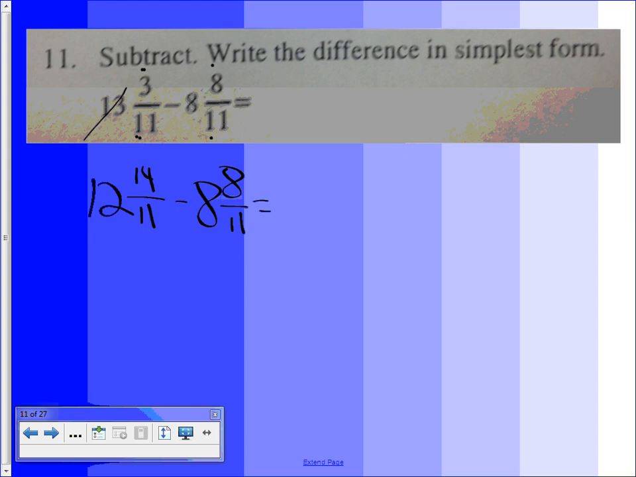Hopefully that helped you. Now you can just simply subtract across. 12 minus 8 is 4. 14 minus 8 is 6. And we have 11. Here's your answer.